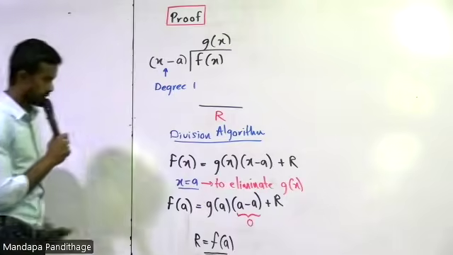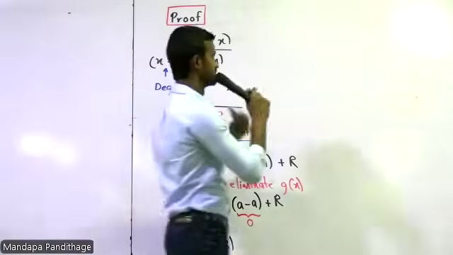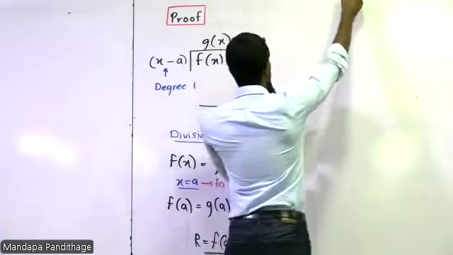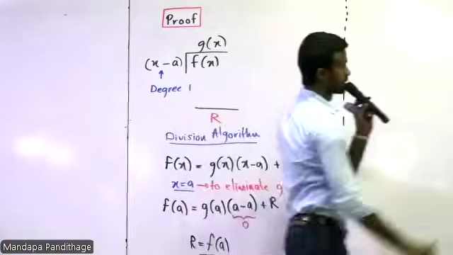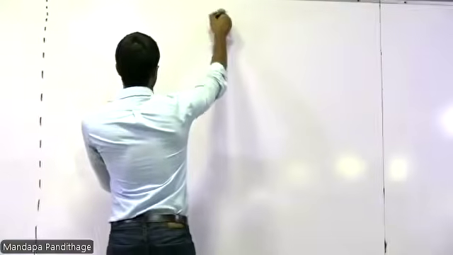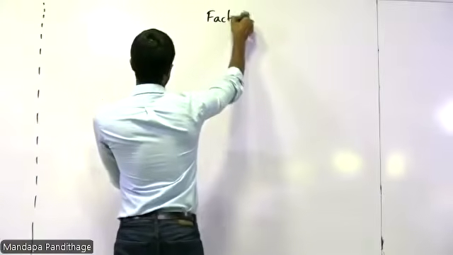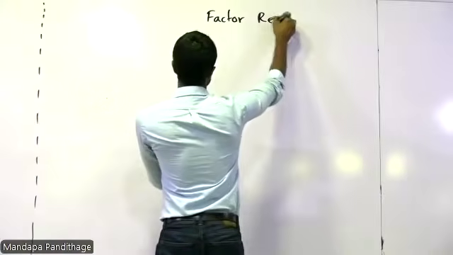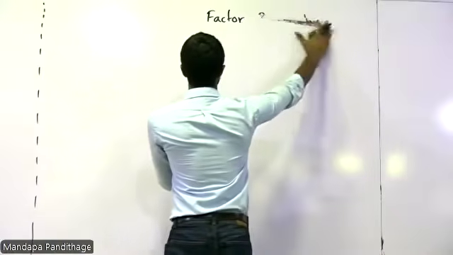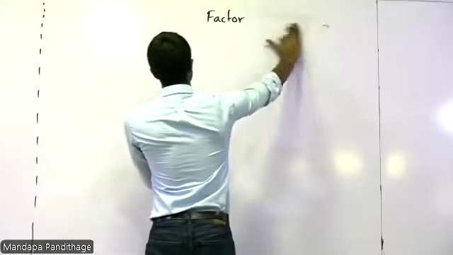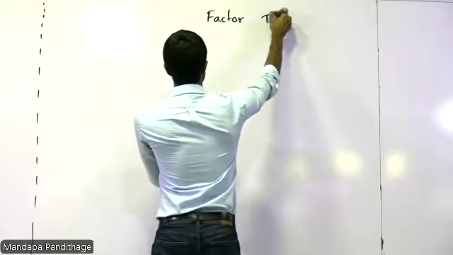Okay, write the next main topic, factor theorem. So these are the two main topics in the polynomial lesson, factor theorem and remainder theorem. So write the topic, factor theorem.